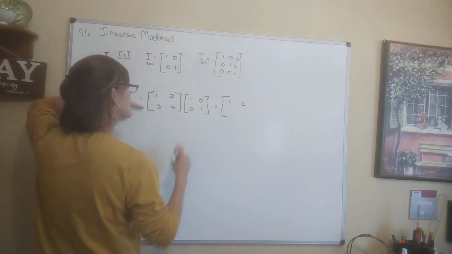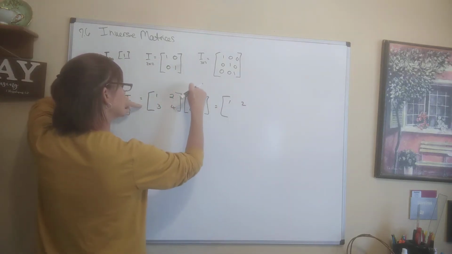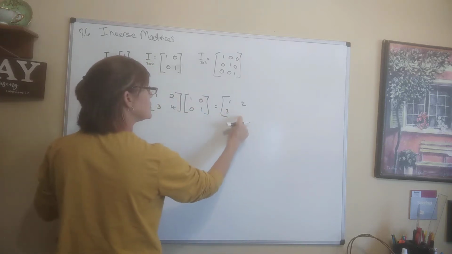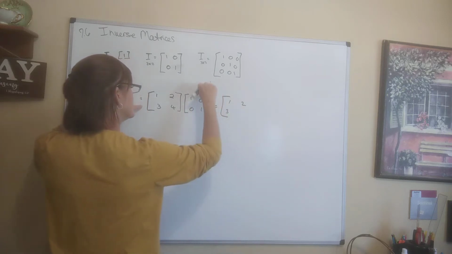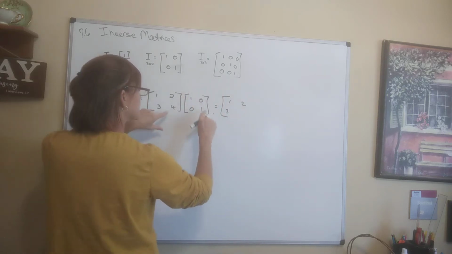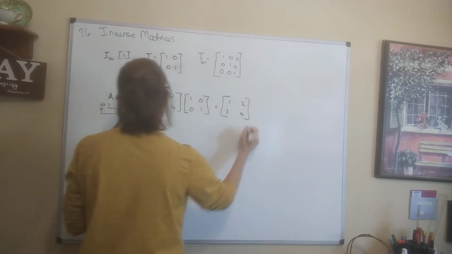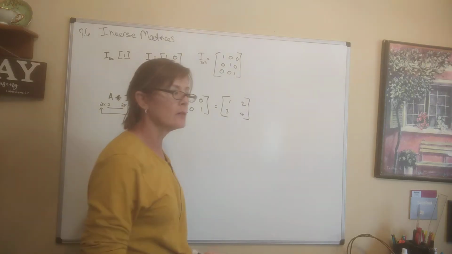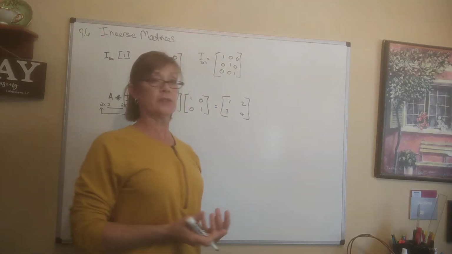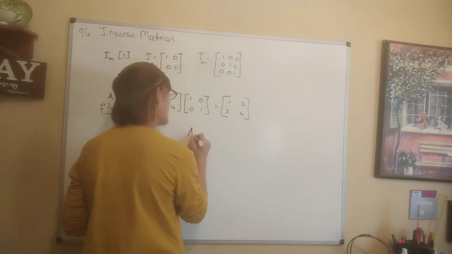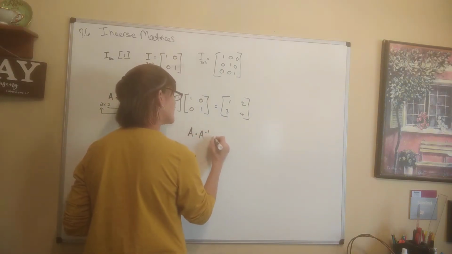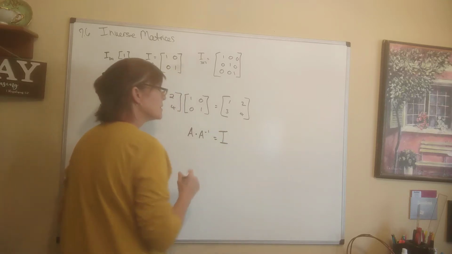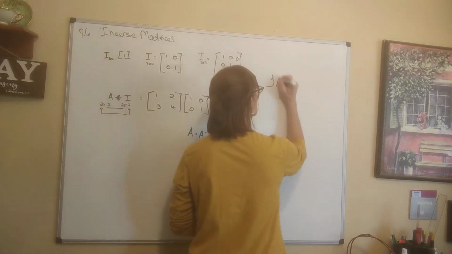Okay, row 2, column 1. 3 times 1 is 3, plus 4 times 0 is 0, so 3. Okay, row 2, column 2. 3 times 0 is 0, plus 4 times 1 is 4. When we multiplied A times the identity matrix, we got A again. That's how that works. Now, there is an inverse matrix: we can take A and multiply it by A inverse, and we will get back the identity matrix. That's true.